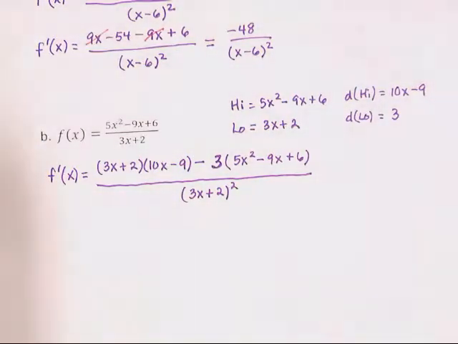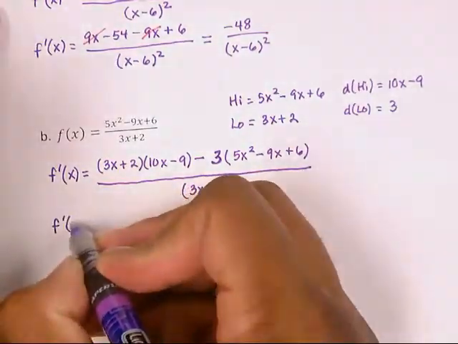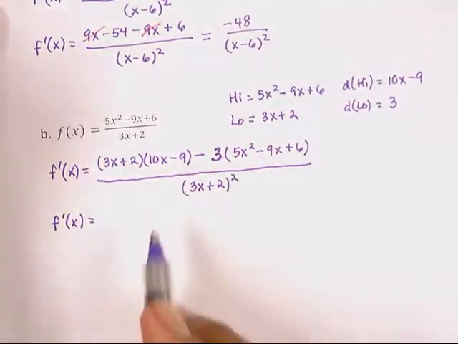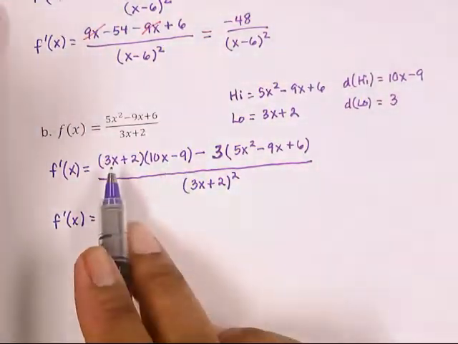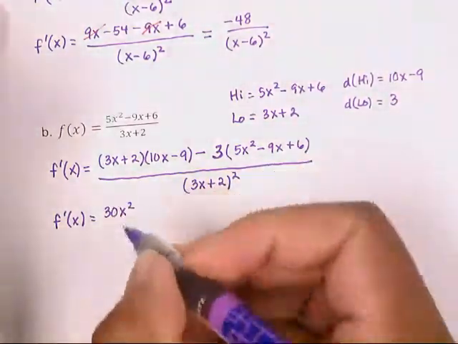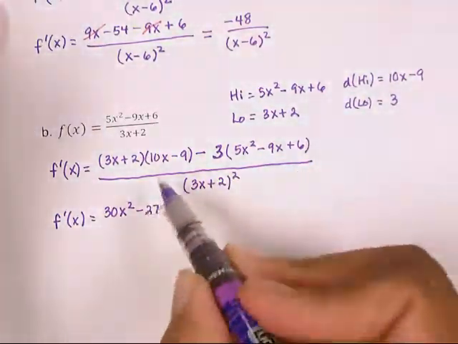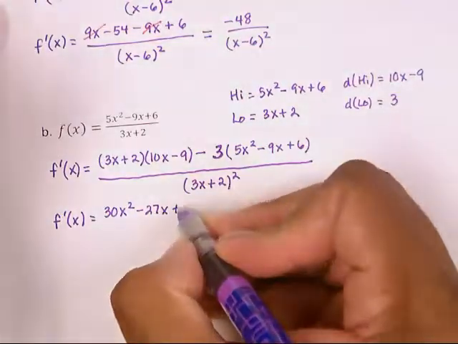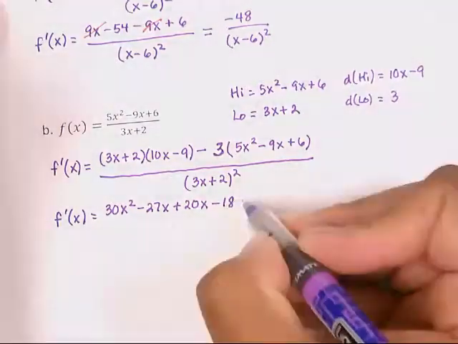And now let's simplify all of this. Bring down the f prime of x. I'm going to have to use the FOIL method with the 3x plus 2 times 10x minus 9. So 3x times 10x will be 30x squared. 3x times a minus 9 will be a minus 27x. And then 2 times 10x will be a plus 20x. And then 2 times the minus 9 would be a minus 18.